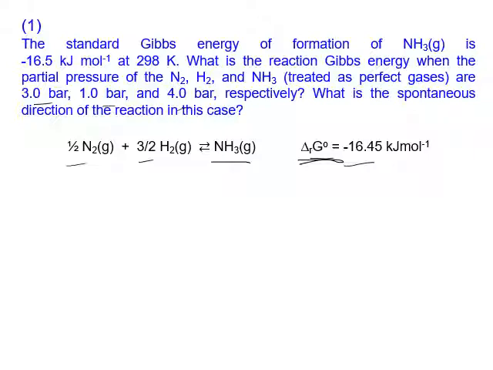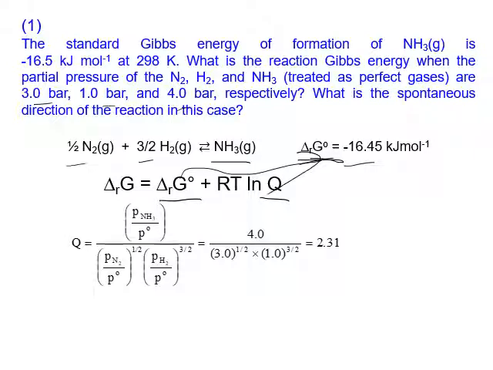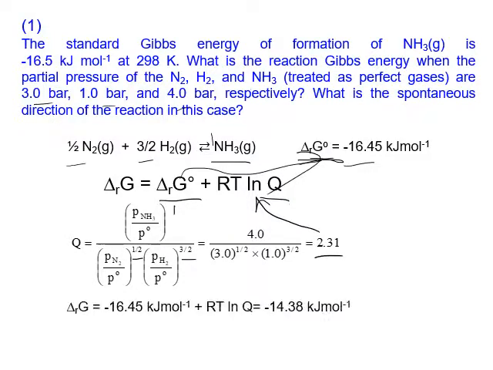So the reaction Gibbs energy at any instant for a chemical reaction is calculated by the standard state reaction Gibbs energy plus RT ln Q. The standard state reaction Gibbs energy is given, and Q should be calculated by the product divided by the reactants. So the product here is 1, and the reactants are 1/2 for nitrogen and 3/2 for hydrogen. Plug in all the data, and Q is 2.31. Plug into this equation, and delta G can be calculated.